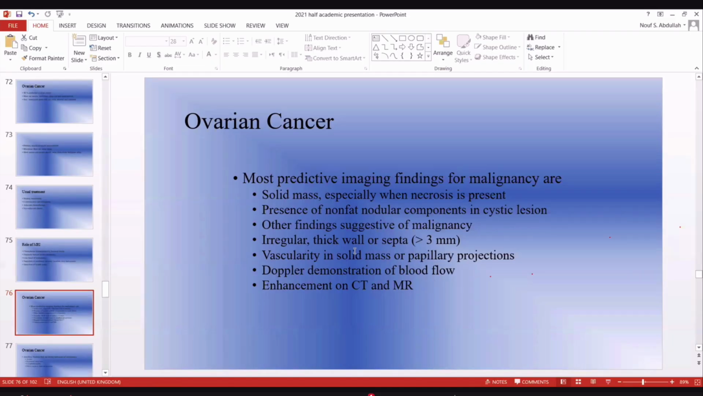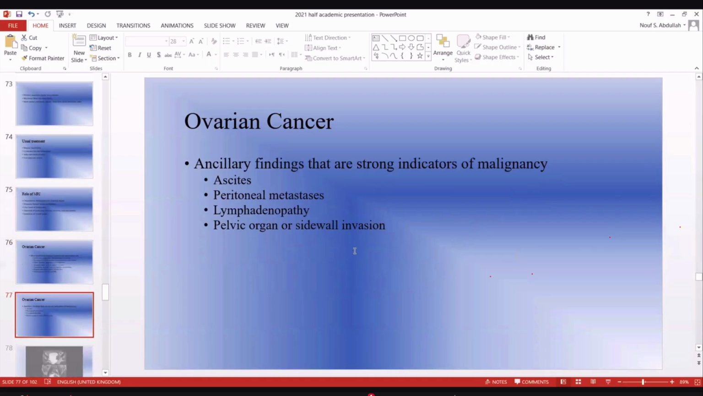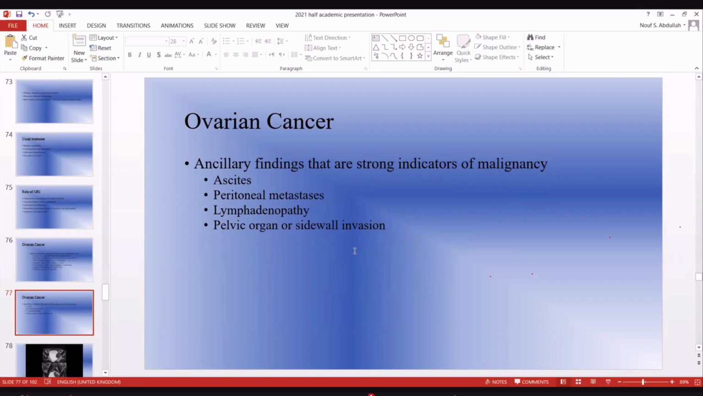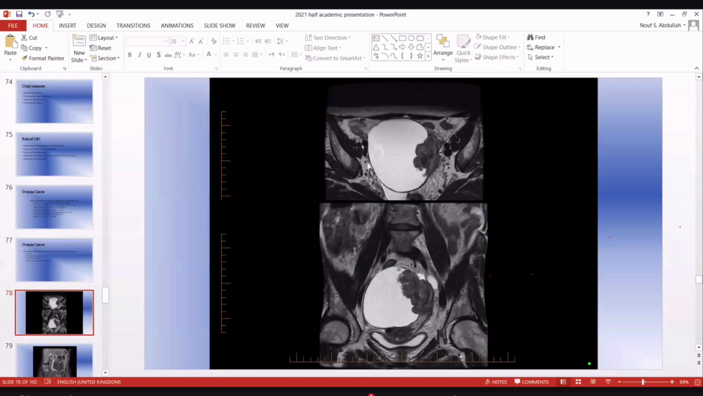What are the predictive imaging findings for malignancy? So we all know that presence of a solid mass, presence of papillary projection, presence of thick septation more than 3 millimeters, presence of vascularity within the solid mass or the papillary projection, and presence of enhancement on MRI. Other important findings that you have to look for: presence of ascites, peritoneal metastasis, lymphadenopathy, pelvic organ invasion are all features of malignancy.